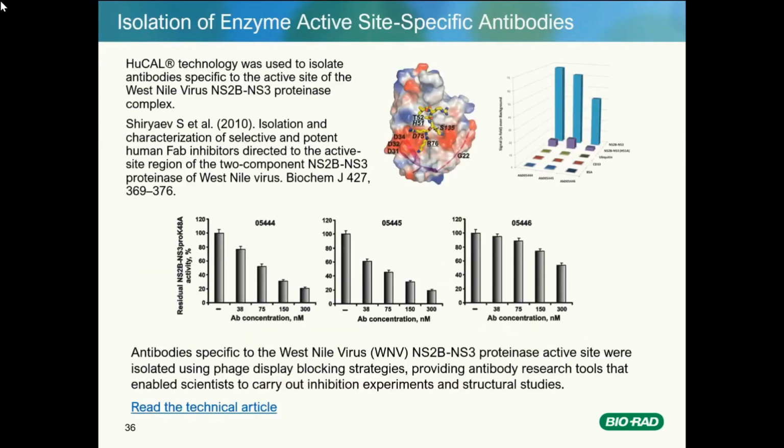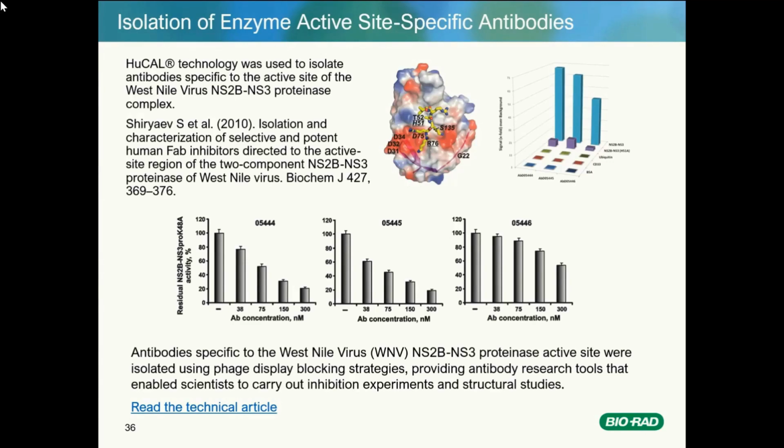This is another example of a high specificity antibody we generated. The challenge was that we should generate enzyme active site specific antibodies which actively inhibit enzyme activity. And this is for the active site of the West Nile virus proteinase complex. To do this, the wild-type protein was used as the antigen, and blocking was done with a mutant construct in which a histidine residue had been replaced by an alanine within the active site. See the structure in the upper panel.